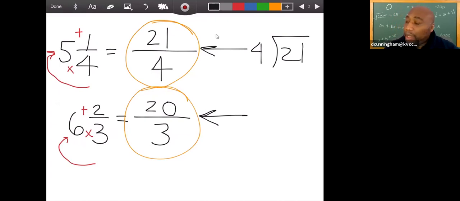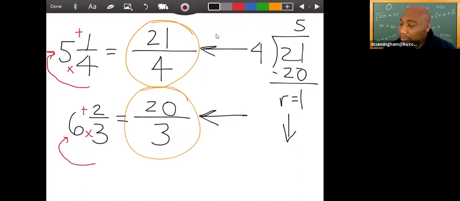The closest number we have is 5, because 5 times 4 is 20. I couldn't use 6 because 6 times 4 would be 24, and that's bigger than 21. And then what we do, we subtract. Remember, we subtract. 1 comes down. Can 4 go into 1? No, that's going to be less, so that's our remainder. Now watch how we write this. We're going to write this as 4 with our remainder is 1.